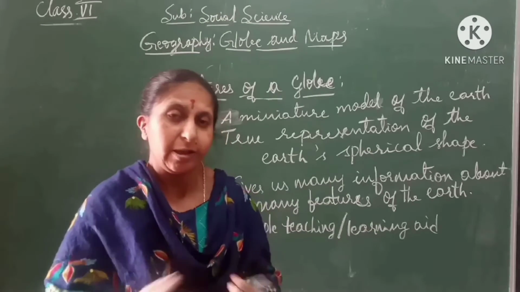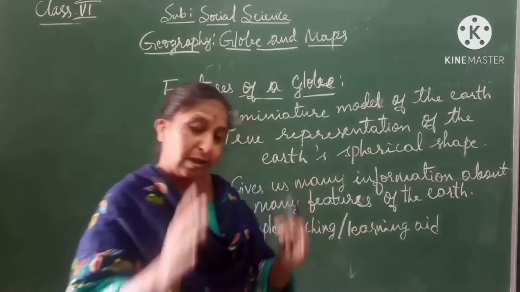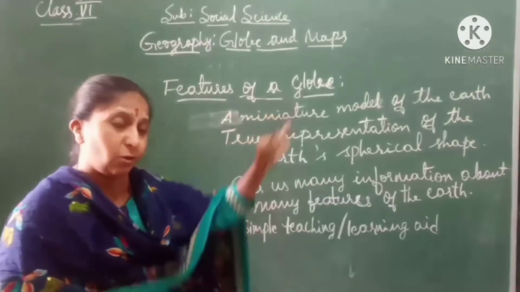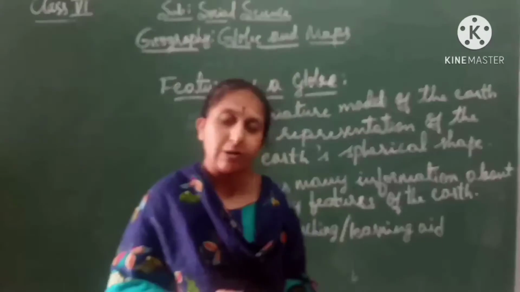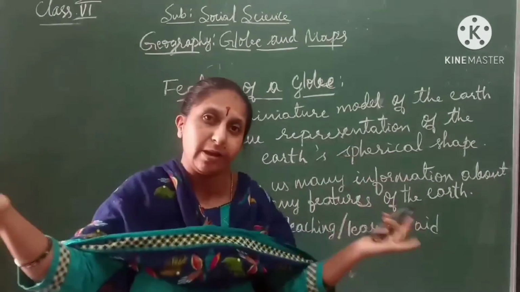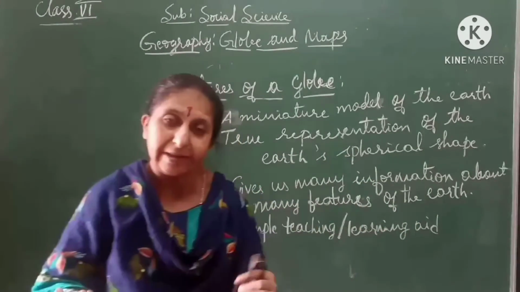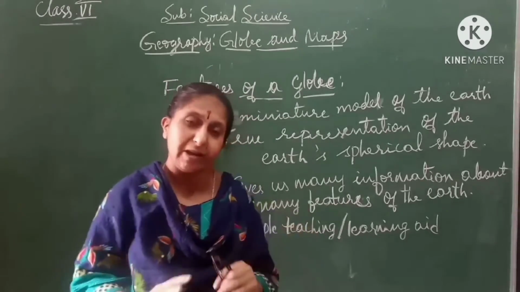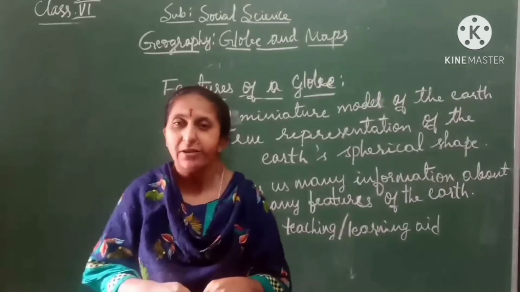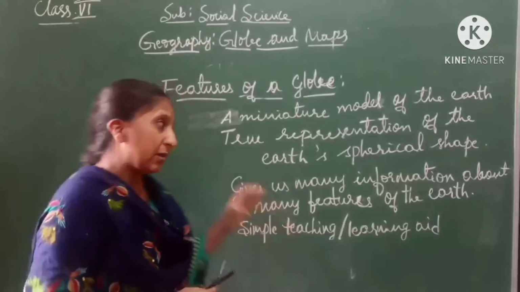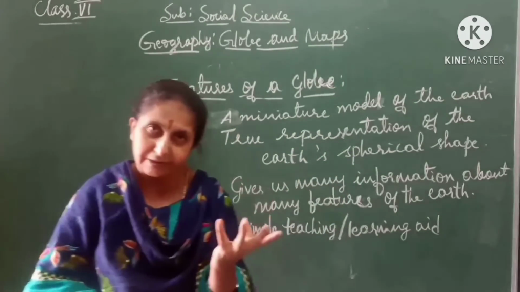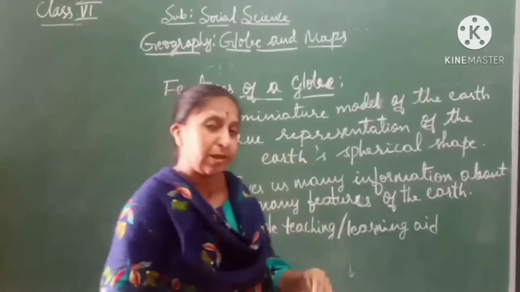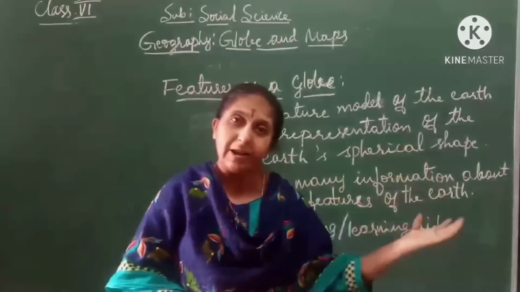What is the shape of the earth? It is spherical in shape, isn't it? In the same way, the globe is also spherical. You have learned that. So the feature of the globe is, it is a miniature model of the earth. You cannot see the whole earth unless you watch it through the satellite. So when we are sitting in a classroom and we want to see the earth, we can just go and bring the globe and watch it. That is one of the important features of the globe. Then, it is a true representation of the earth's spherical shape.